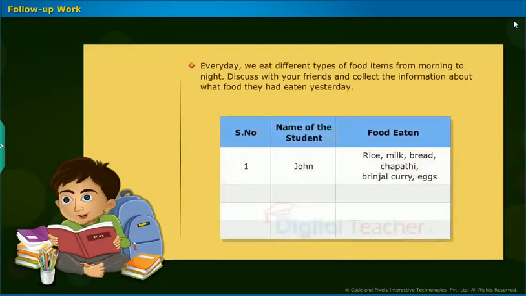Follow-up work. Take up the following activities. Every day, we eat different types of food items from morning to night. Discuss with your friends and collect the information about what food they had eaten yesterday. Record the information in the given table.